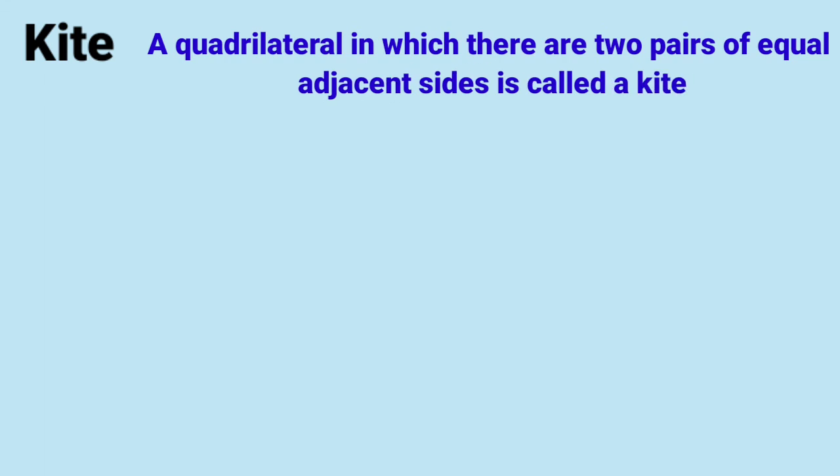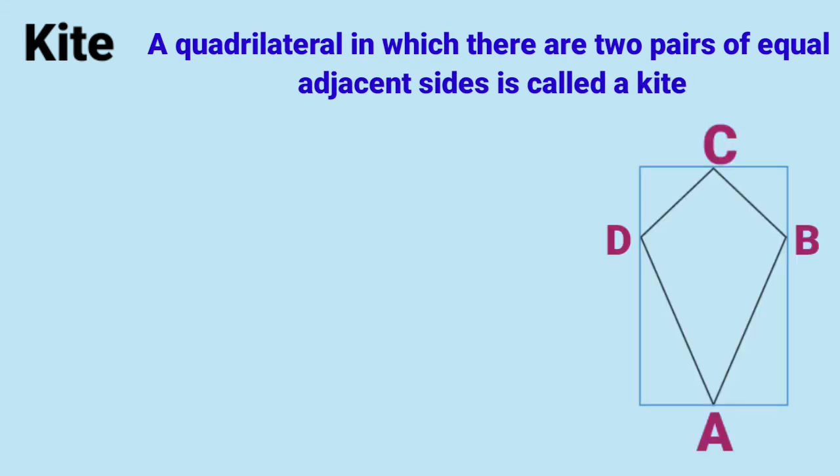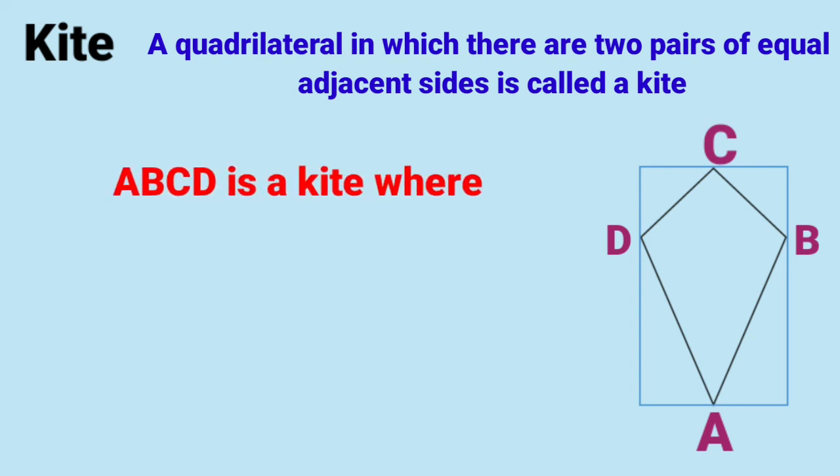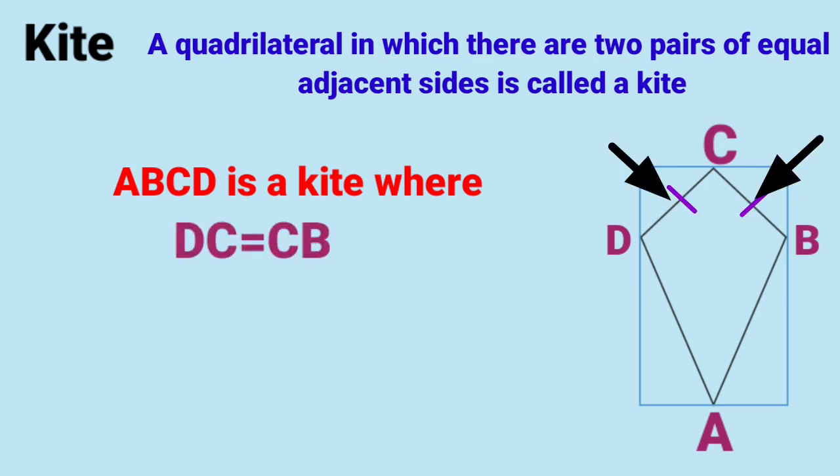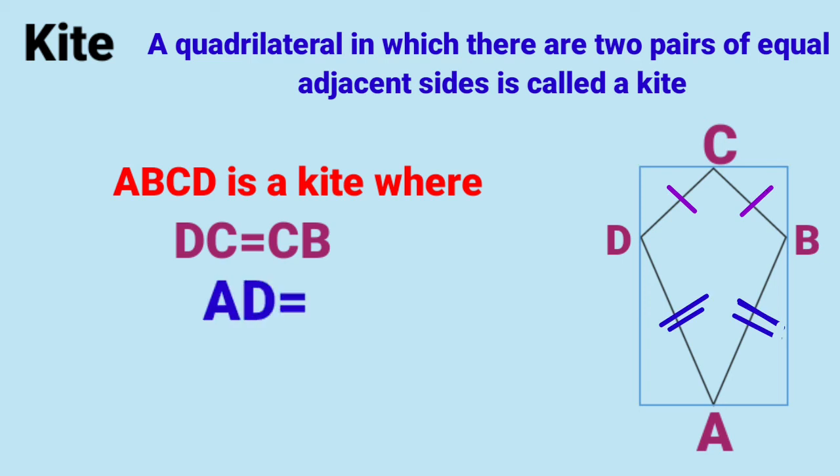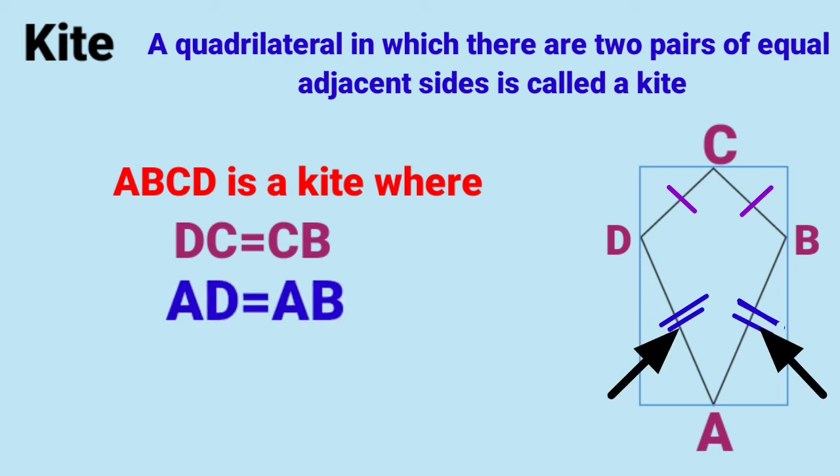Last one is kite. A quadrilateral in which there are two pairs of equal adjacent sides is called a kite. So here we can see ABCD. This is a kite. And here we can see that there are two pairs of equal adjacent sides. That means DC is equal to CB. These are two adjacent sides, and AD is equal to AB. These are also adjacent sides.